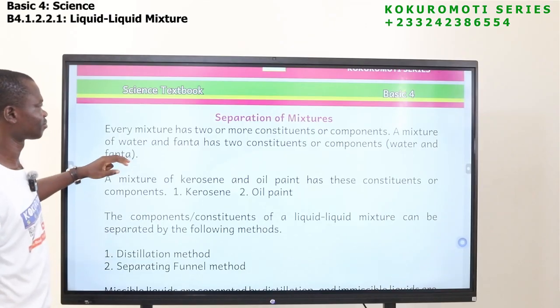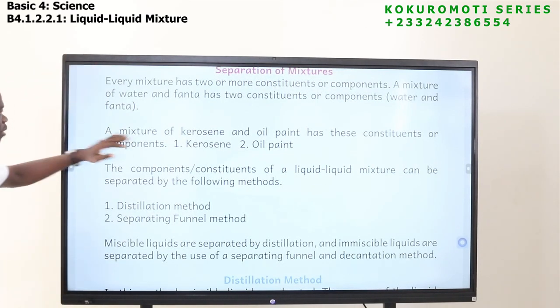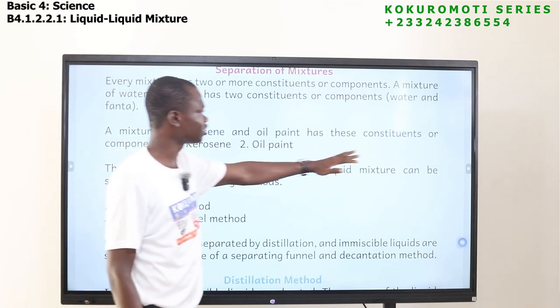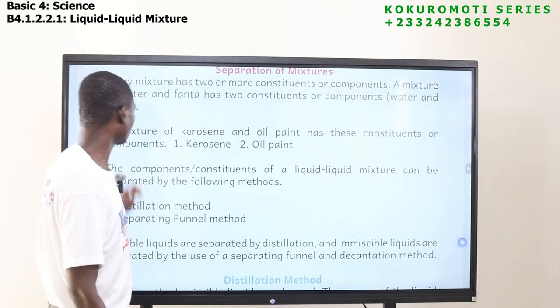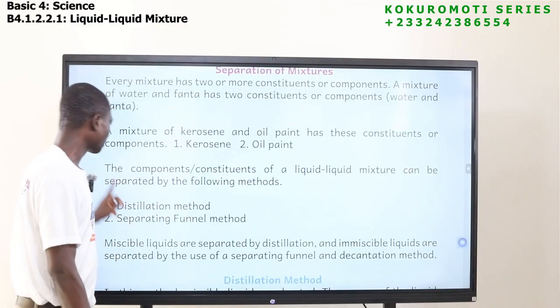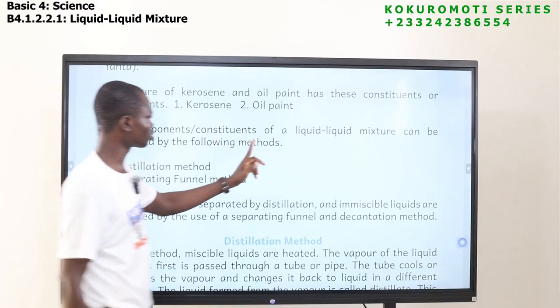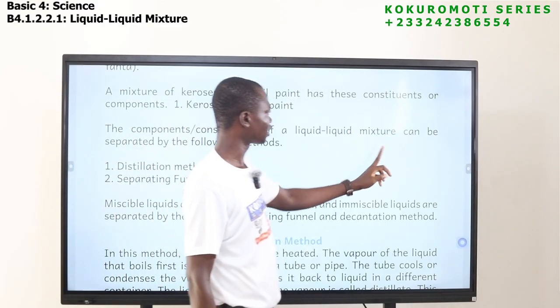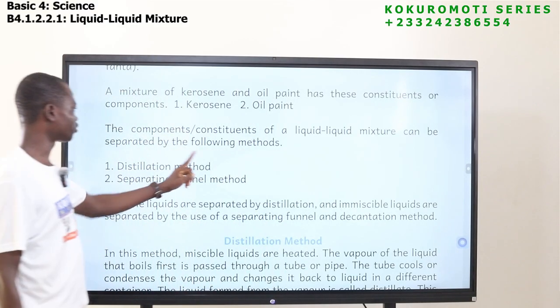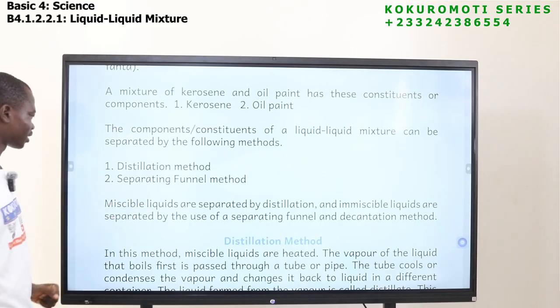Okay, so let's look at the next one. A mixture of kerosene and oil paint has these two constituents or components: 1, kerosene, 2, oil paint. Now, the next one: the components or constituents of a liquid-liquid mixture can be separated by the following methods: 1, distillation method, 2, separating funnel method.